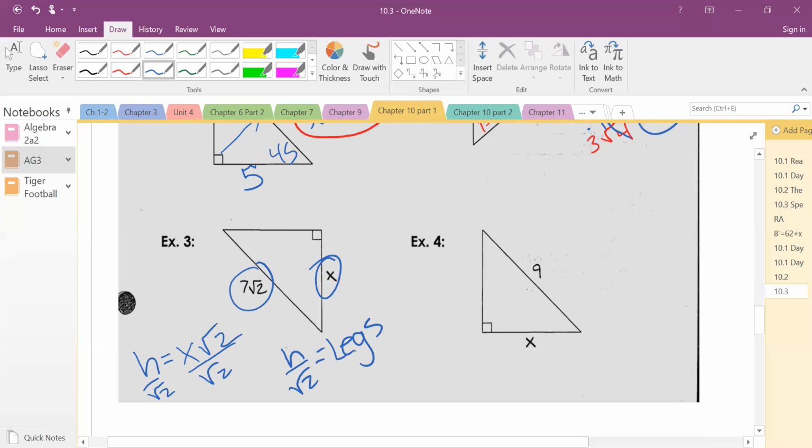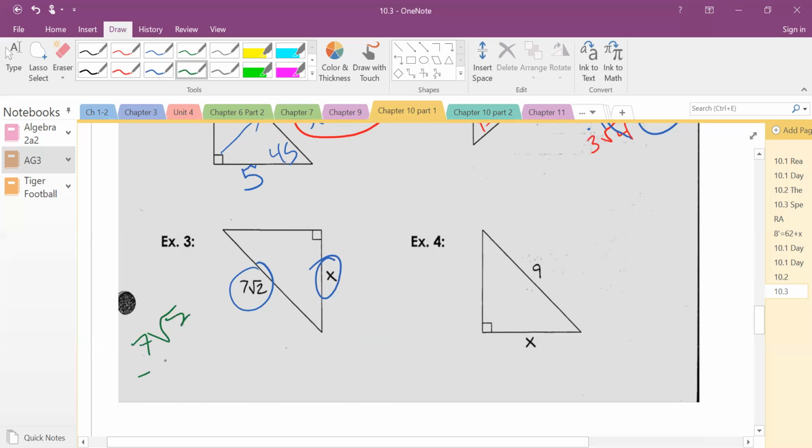Okay, so let's take 7 root 2, divide that by root 2. What do we get? Do that in your head. Okay, should be done with it. 7 root 2 divided by root 2, cancel it out. We're left with 7. Now what happens if we don't already have a root 2 in the hypotenuse? We just got to simplify, right? We've done it in our homework plenty of times.